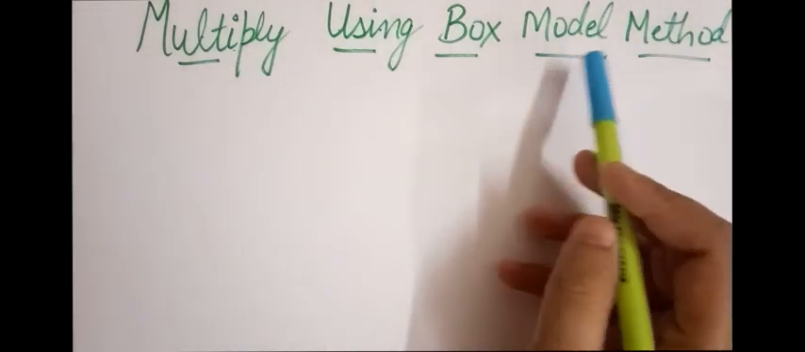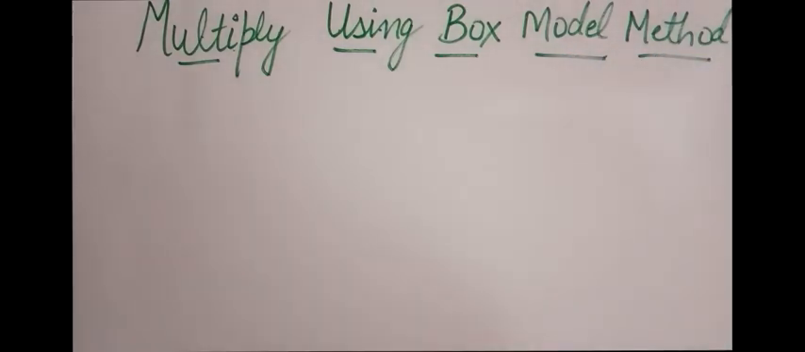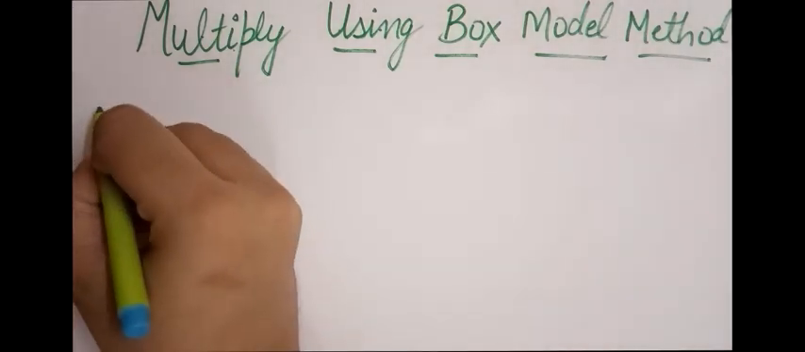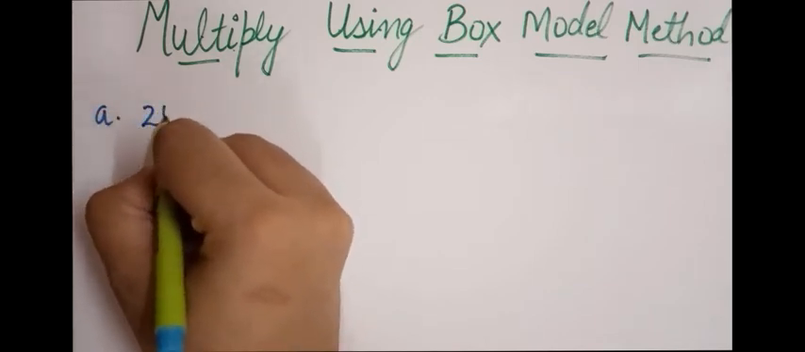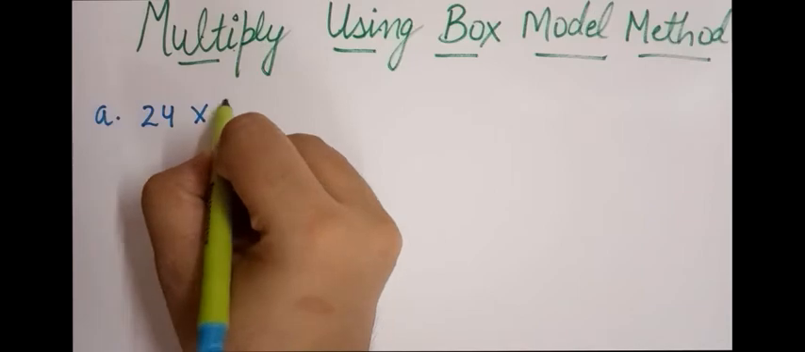The Success Ladder has come up with another video of multiplication, in which we will be multiplying using the box model method. So let's see how we can multiply using the box model method. To learn about multiplication, tables are very important. So let's begin. First, let us take 24 multiplied by 3.